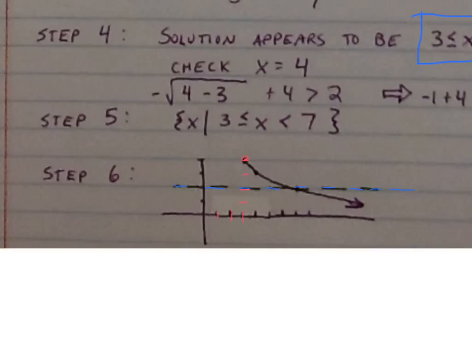And then it was also reflected. So I'm going to go down 1 to the right 1, down 1 to the right 3, down 1 to the right 5, etc. And now I want to find when is my curve greater than 2. And my curve is greater than 2 from here to here. We include the start point of 3, but where it crosses at 7, we do not include because it's a dashed line.